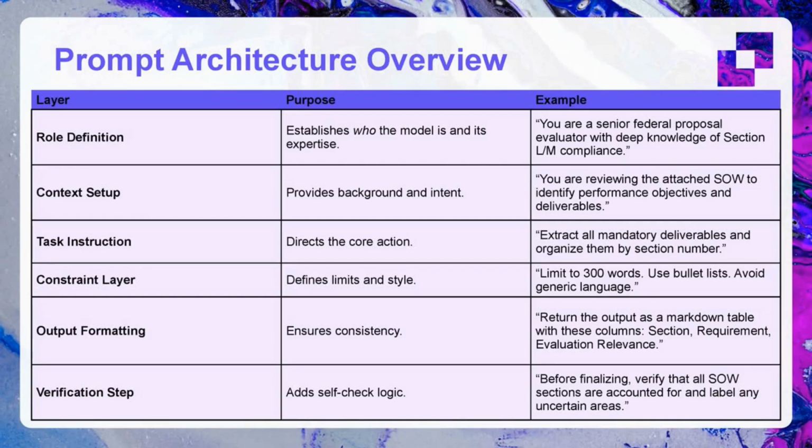In this example, we want this output to be a markdown table. We want columns for section, requirement, evaluation, relevance. So make sure that we are highlighting exactly what we want as far as the formatting and output is concerned. And then that verification step.